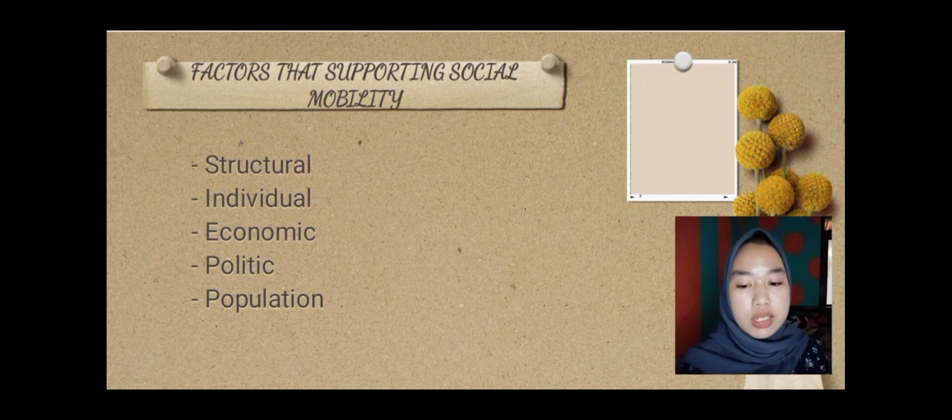According to data from the Central Statistics Agency, the population in Indonesia is almost always increasing from time to time. This increase can narrow residential areas and even increase poverty. Therefore, a population problem like this encourages individuals and the government to direct people to migrate to other areas so that social mobility occurs.